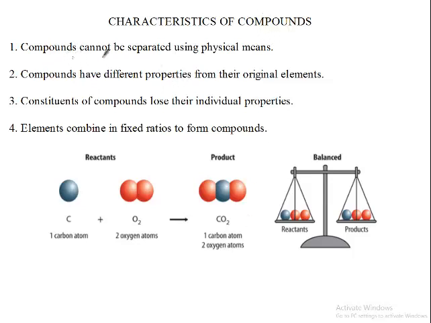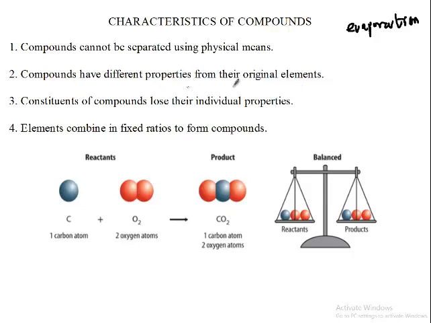Compounds cannot be separated using physical means. Some of the physical means we are talking about here are evaporation, distillation, and magnetism, the use of magnets. All these are just physical means and they cannot be used to separate compounds. For example, if you take water, you cannot filter the oxygen out and leave the hydrogen behind.